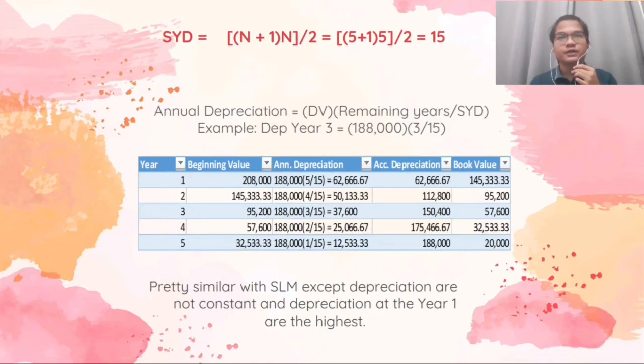Lastly, the SYDM method. This is the table, and to find the SYD, N has to be added with 1, multiplied with N, and divided by 2. We will get 15. To find the annual depreciation, the remaining years are divided by SYD, then multiplied with DV, which is the depreciable value. Pretty similar to SLM, except it's not constant and depreciation at year 1 is the highest.